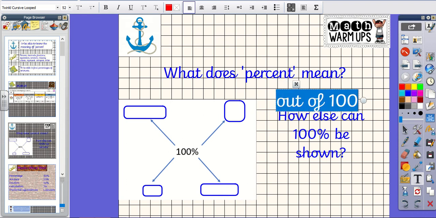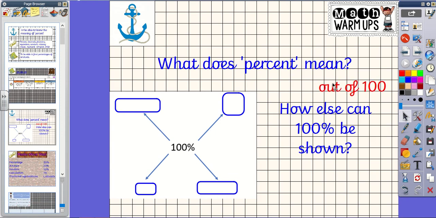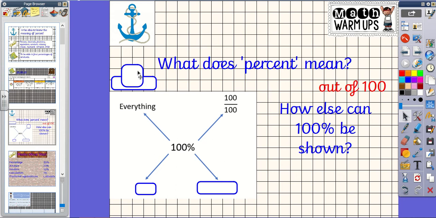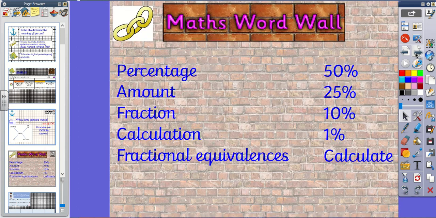Just make that a little bit smaller. There we go. So that's what you should have said for what percent means: out of 100. And then how else can 100% be shown? We looked at this last week. 100% can also be shown as everything, 100 out of 100, all, and the whole. Okay, so let's move on to these questions for today.